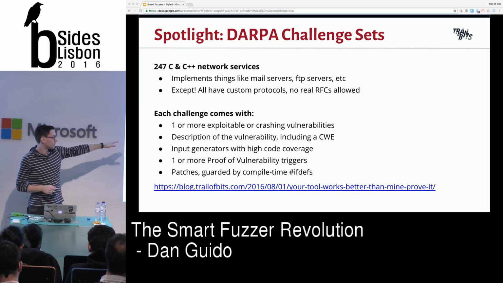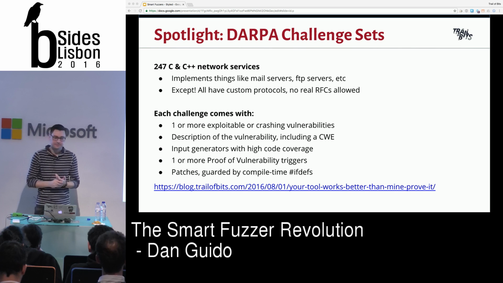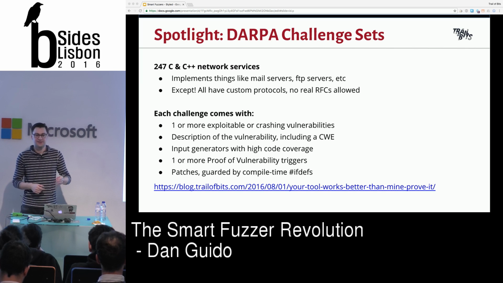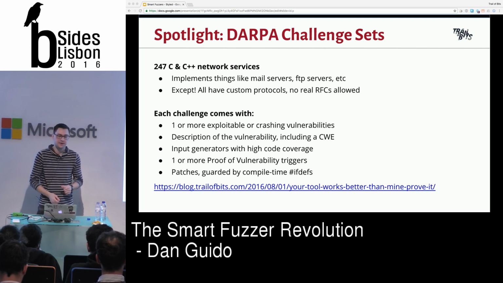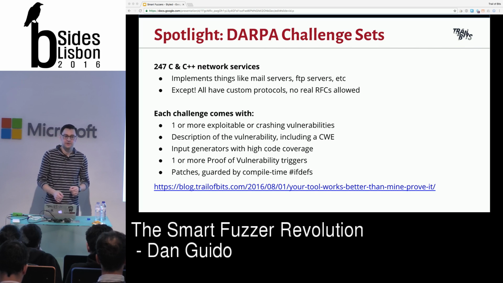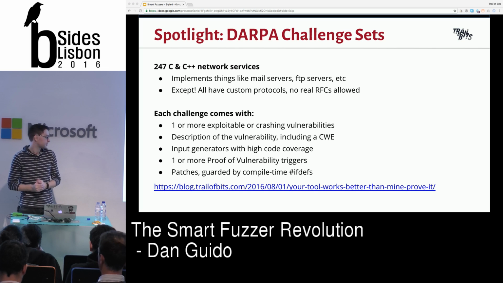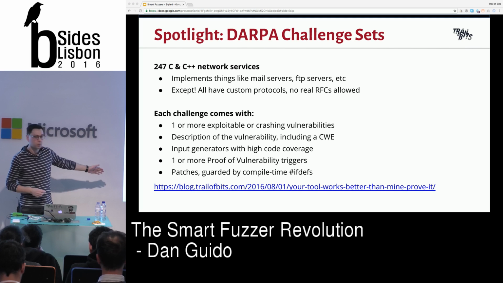And they all have one or more exploitable crashing vulnerabilities. They're all documented. They come with CWEs, so you know exactly what vulnerability you found. They come with tests with not just valid inputs, but also crashing inputs. They come with patches, so if you're testing patch strategies, you can measure against a reference set. They come with performance measurements, so you know if you patched it, how much of an impact you had on the performance of that program. And they're all available on the internet, and we took them and ported them to Linux and Windows and Mac.